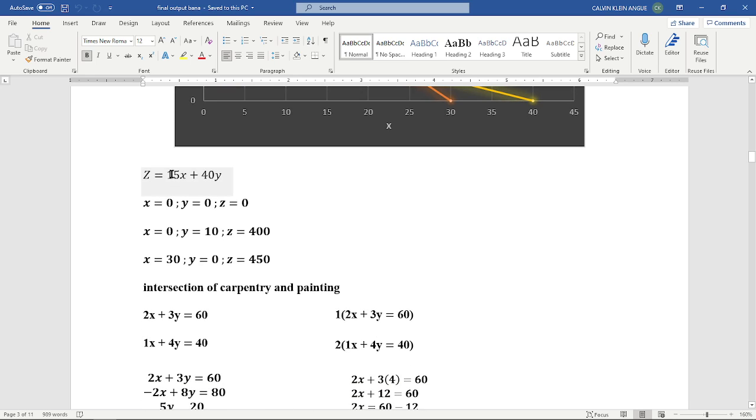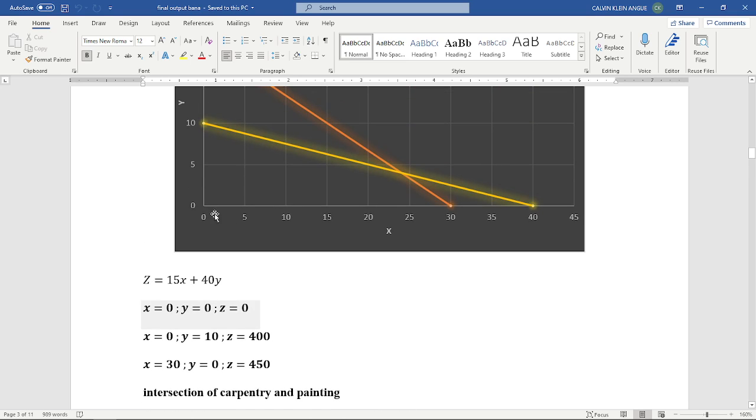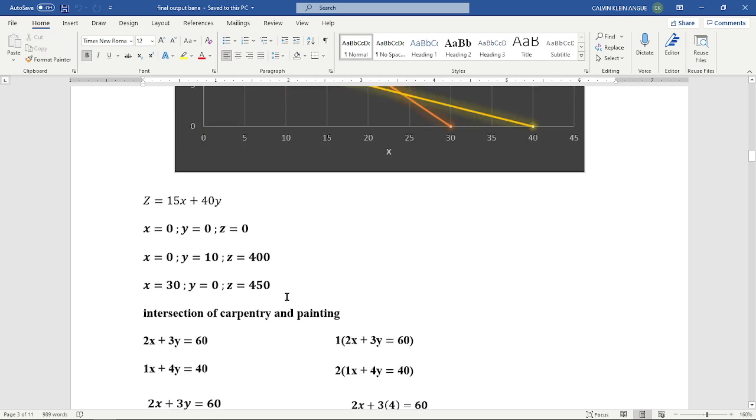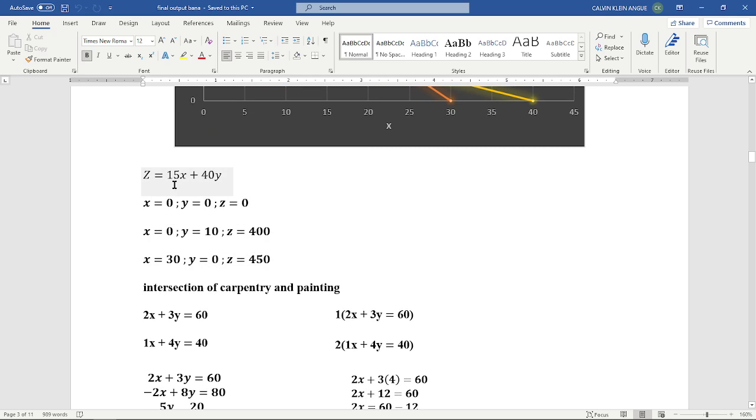So I put again my objective function. For the non-negativity, it's 0, 0, so your profit will be 0. Then you just need to substitute. The first point will be 10 for y. Then 40 times 10 equals 400. Of course, 15 times 0 will be 0. So 400. Then 15 times 30 will be equal to 450.